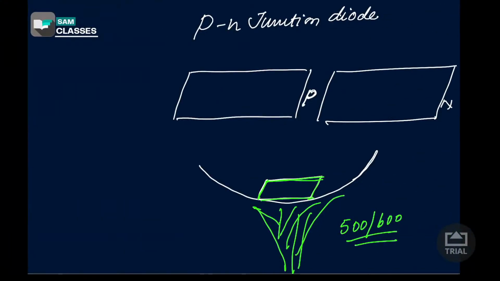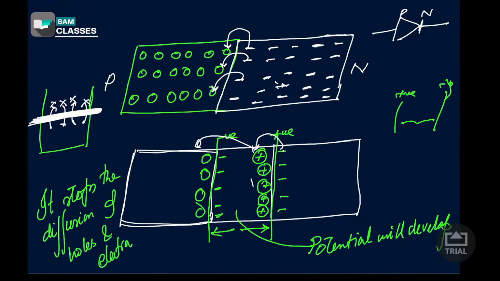How do you form a PN junction? We take a thin wafer slice of P and a very thin slice of N. We fuse them at a temperature of 500 to 600, and they mix with each other and form a p-n junction. Still they haven't formed the diode. The moment you take a p and an n and connect them with a battery, it forms a diode.